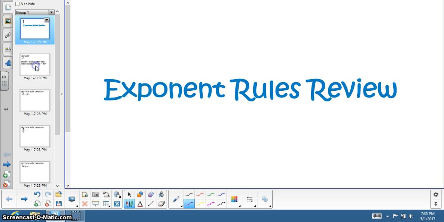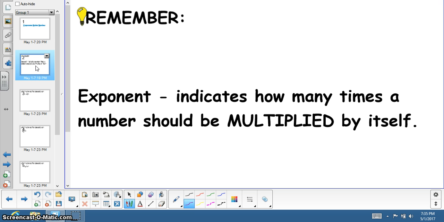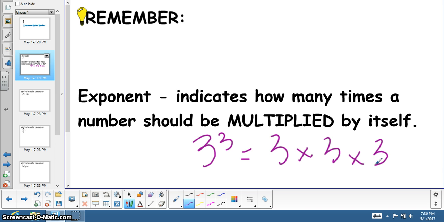I want you to keep in mind something. Remember, exponents indicate how many times a number should be multiplied by itself. So for example, I have 3 to the third power. This is saying 3 times 3 times 3. It is not saying 3 times 3. No. We have to understand that this exponent tells you how many times the base is multiplied to itself. We're going to do a few review problems just to continue reviewing the rules of exponents.